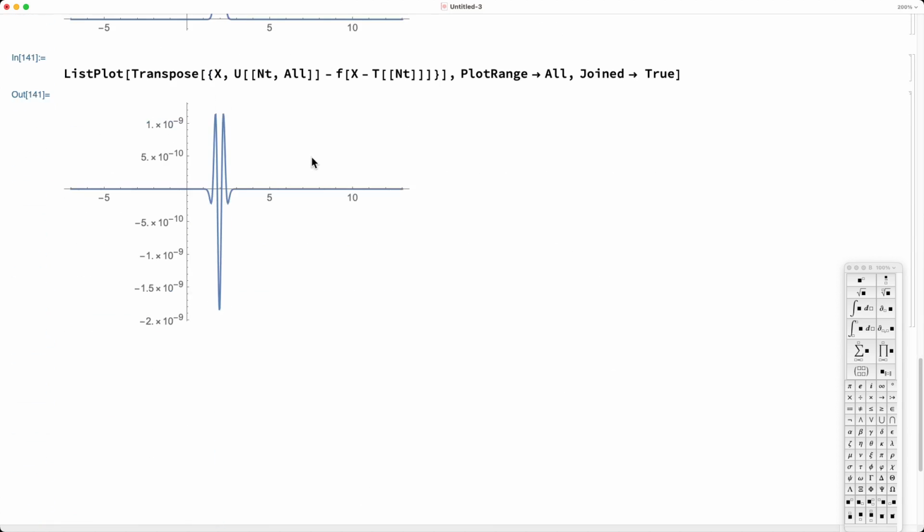Okay, so having done that, we've talked before about how Runge-Kutta methods do not conserve energy. So let's look at the energy.